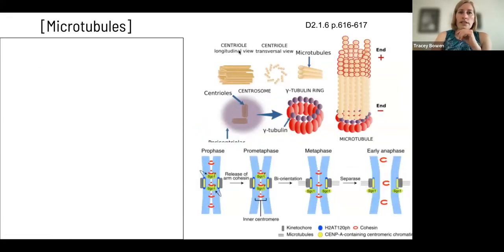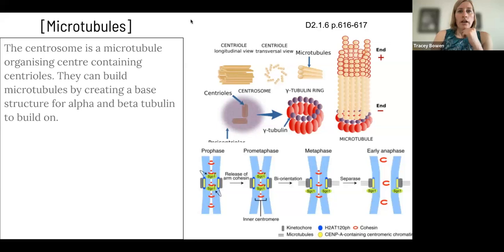So in the process of separating, as it does in metaphase and anaphase, the centromere, you saw that as like a little X, black star shape at the tops of the cells on slide 1. The centrosome is a microtubule organizing center. It contains centrioles, so that's at the ends of the cells there. These centrioles can build microtubules by creating a base structure for alpha and beta tubulin to build on.